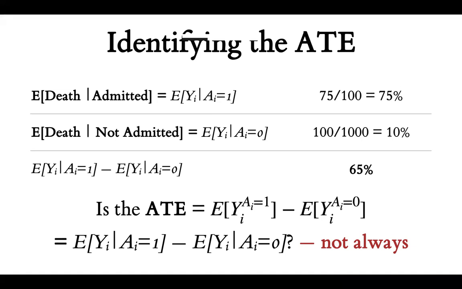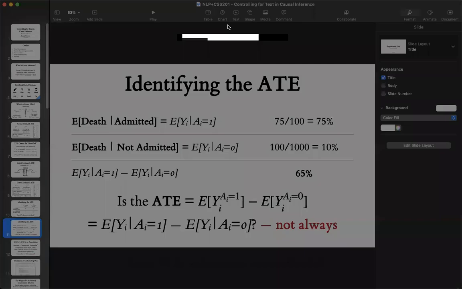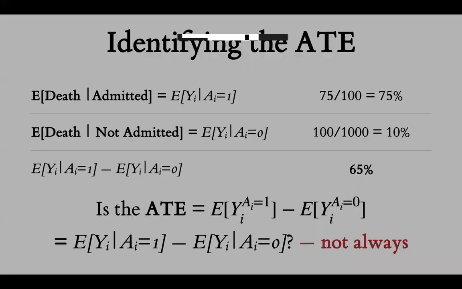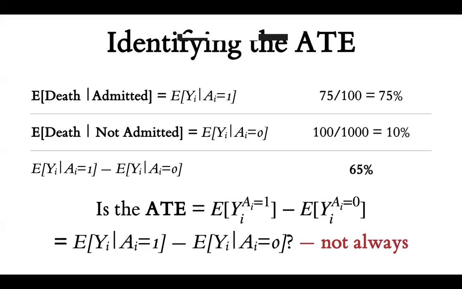You can leave a guess in the chat if you have any. Yeah, because we have a confounder variable of being already very ill if they send you to the intensive care unit. Yeah, that's perfect. That's a great answer.